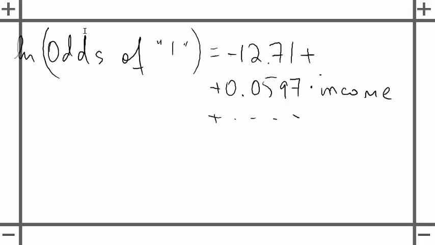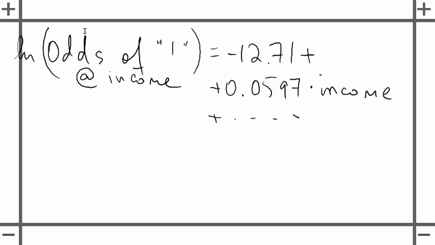Okay. So this is the odds at some income level. Now we discussed that income has a positive slope. That means if I'm getting more income by $1,000, my odds are going up, right? I'm more likely to take out a loan.